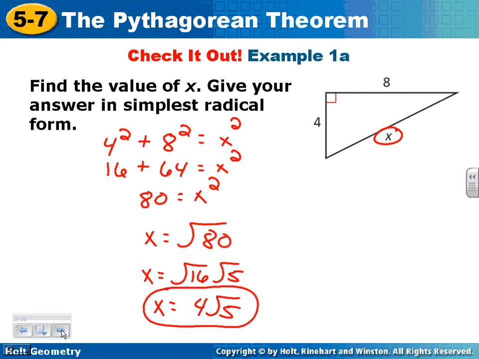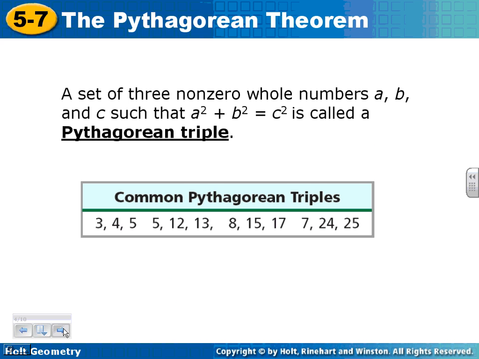Okay, some new stuff. This reads, a set of 3 non-zero whole numbers, a, b, and c, such that a squared plus b squared is c squared, is called a Pythagorean triple. Pythagorean triples, there are no decimals. I'll circle the first one.